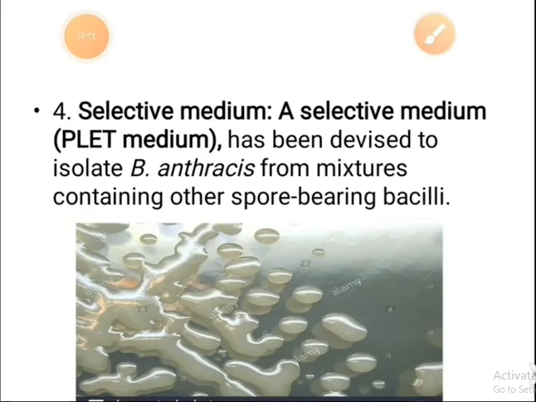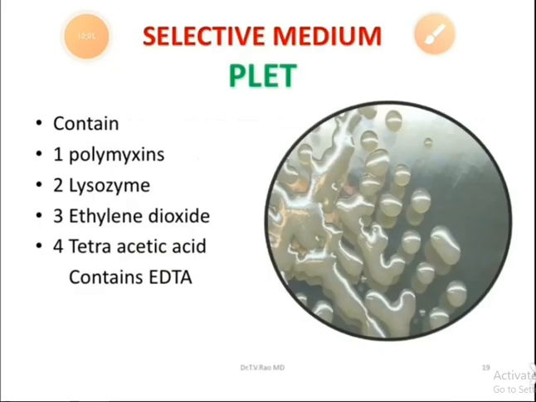The selective culture medium used is PLET medium, which is the abbreviation of polymyxin, lysozyme, EDTA, thallous acetate. PLET medium has been advised to isolate Bacillus anthracis from mixtures containing other spore-bearing bacilli, so it is a selective culture medium for Bacillus anthracis. It contains polymyxin, lysozyme, ethylene diamine tetraacetic acid, and also EDTA. So it will inhibit the growth of other bacteria and only favor the growth of Bacillus anthracis.